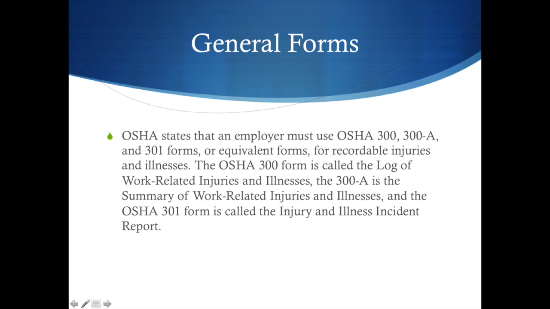In regards to general forms, OSHA states that an employer must use OSHA 300, 300-A, and 301 forms or equivalent forms for recordable injuries and illness. The OSHA 300 form is called the Log of Work-Related Injuries and Illness. The 300-A is the summary of work-related injuries and illnesses. And the OSHA 301 form is called the Injury and Illness Incident Report.